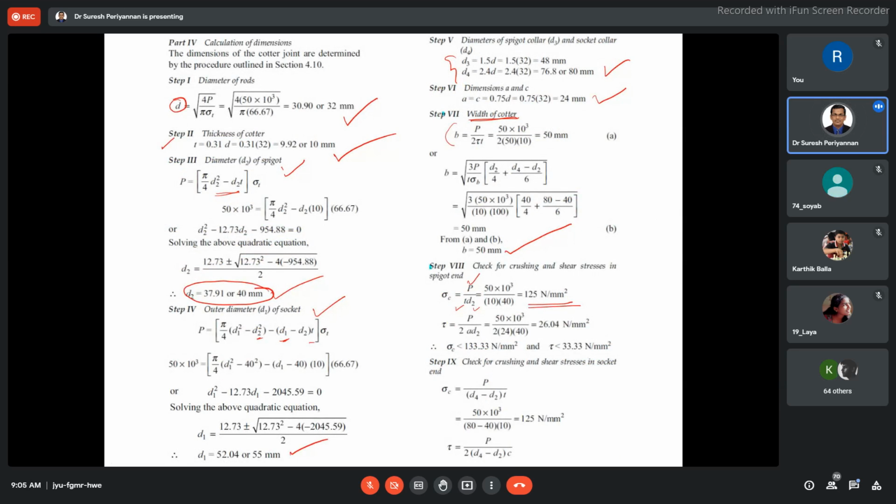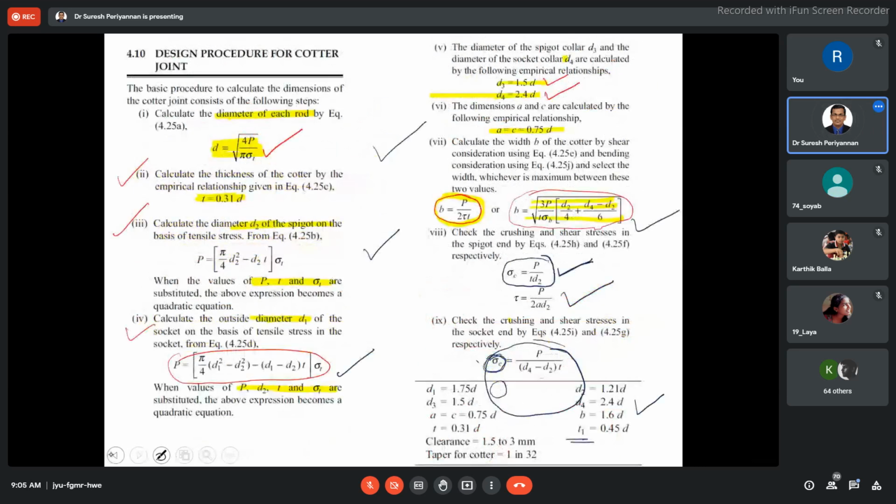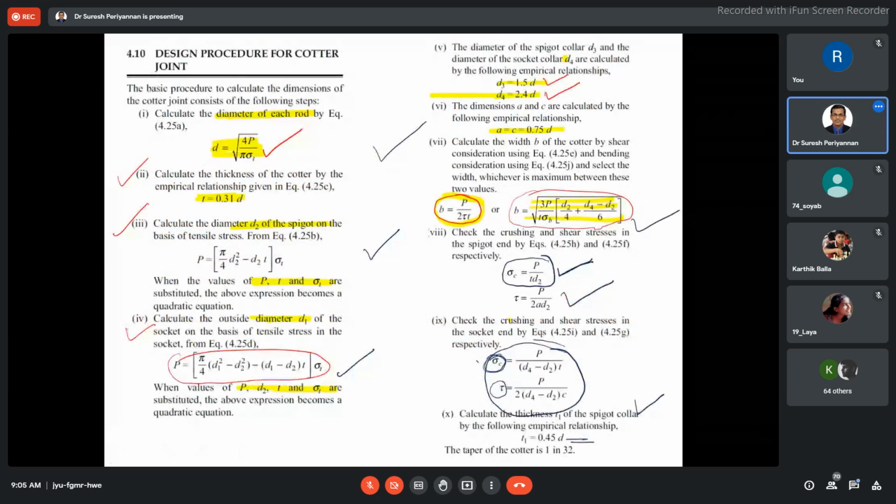Now, this is from the spigot. I'm following these steps here. Now I am here. Next I am going to be here.